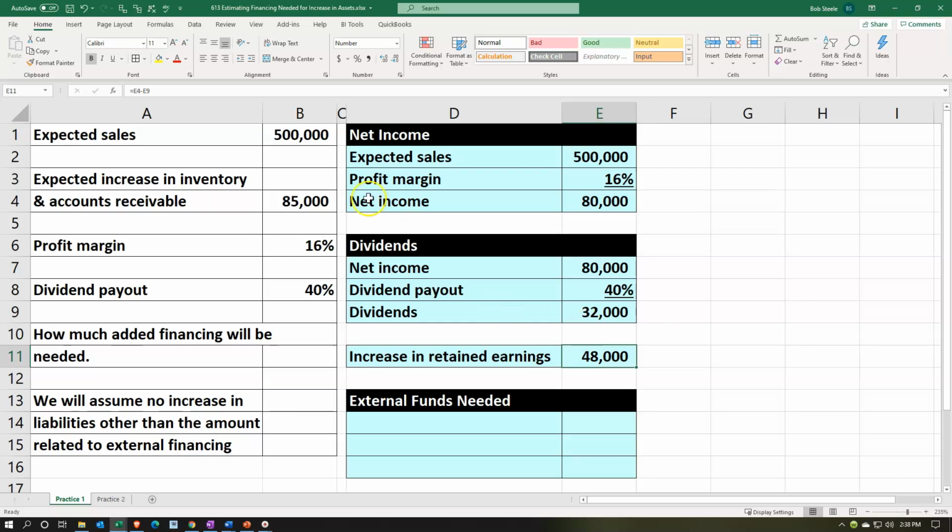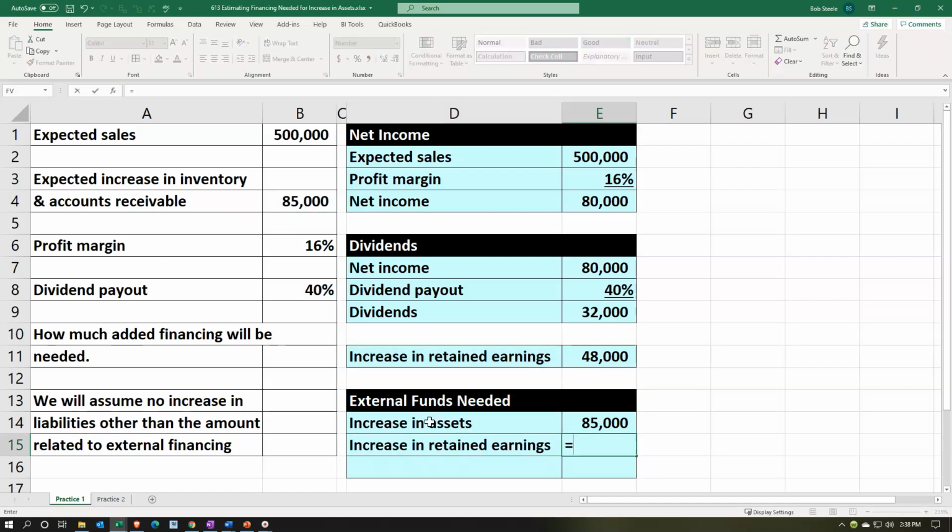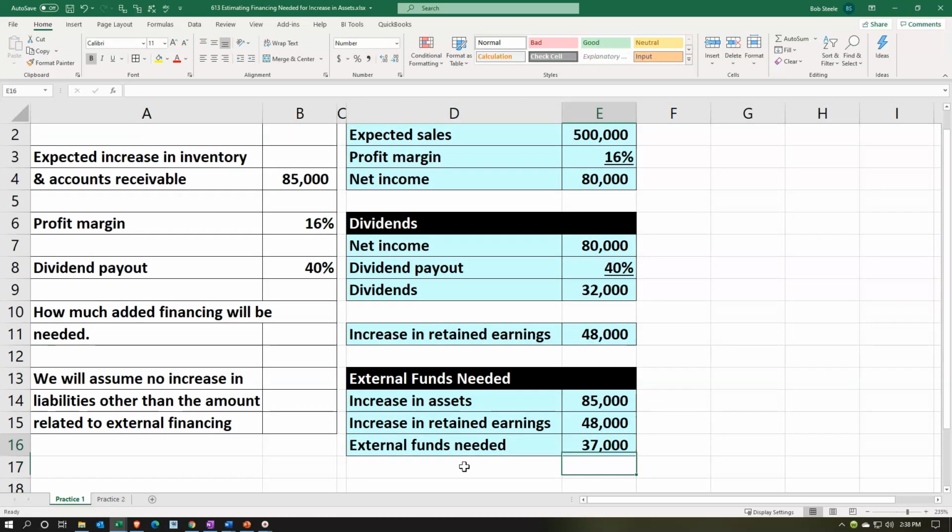So when we think about the increase in the assets, we're going to finance it in part with the equity here, and the other portion with liabilities. So now we're going to have the increase in assets. We said there's going to be an increase in assets of the 85,000. How are we going to finance that? Well, we have the increase in the equity, which we can finance by the 48,000, and then the extra funds that are going to be needed in this scenario would be equal to the 85,000 minus the 48,000, or the 37,000.